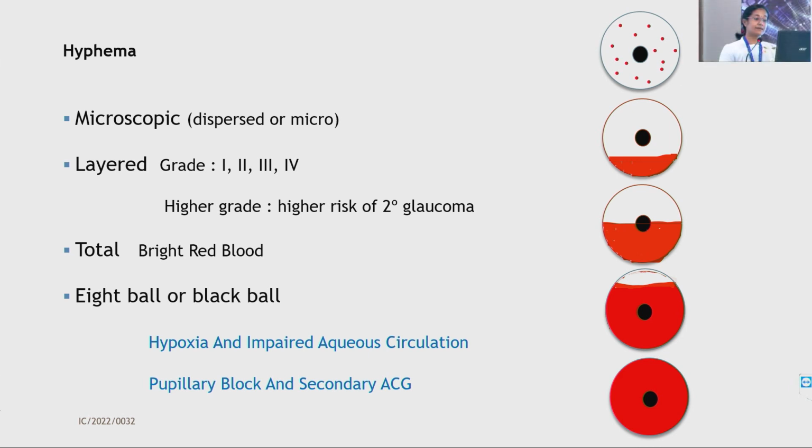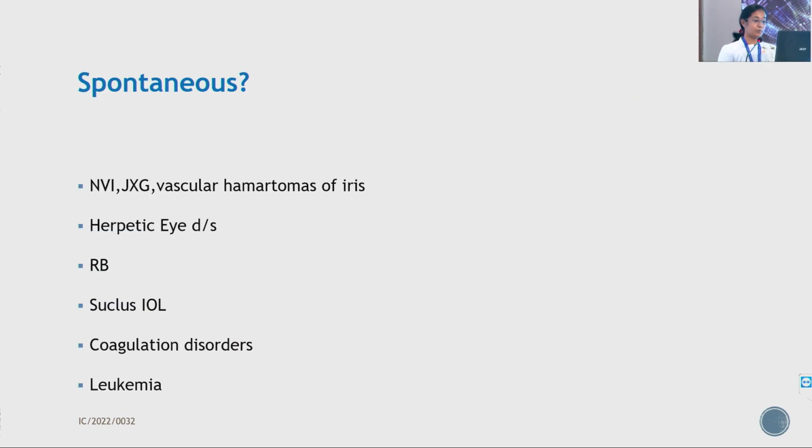The higher the grade of the hyphema, the higher is the risk of secondary glaucoma. It can be a total hyphema wherein the whole anterior chamber is filled with bright red blood, or an 8-ball or a black ball hyphema. In this, the blood actually looks blackish because of the hypoxia and impaired aqueous circulation, and there is a high chance of pupillary block and a secondary angle closure glaucoma in such patients.